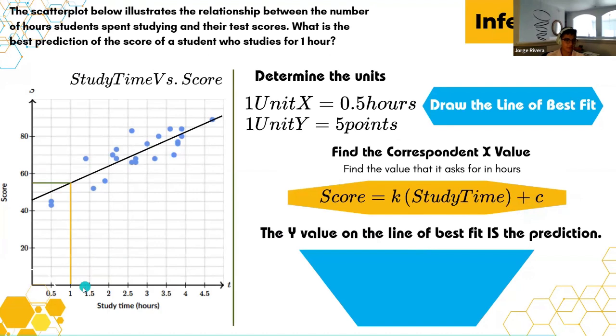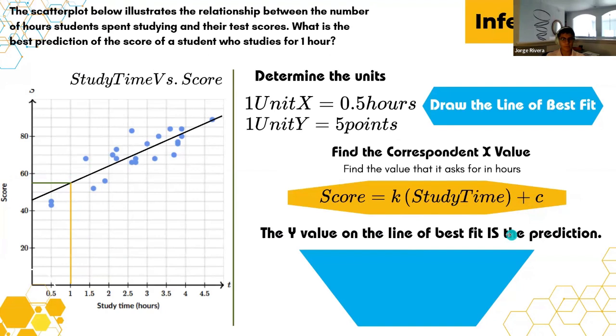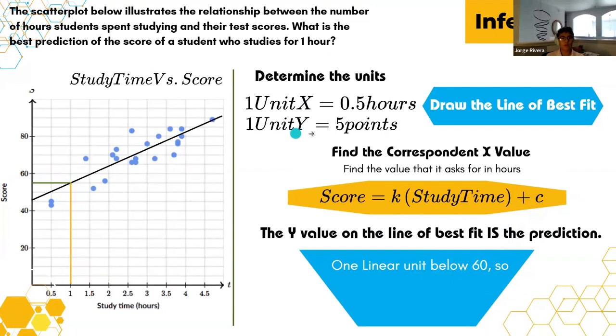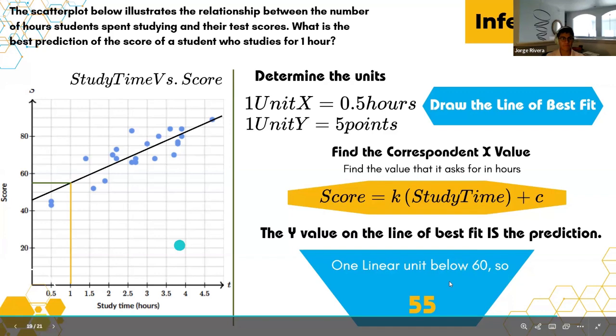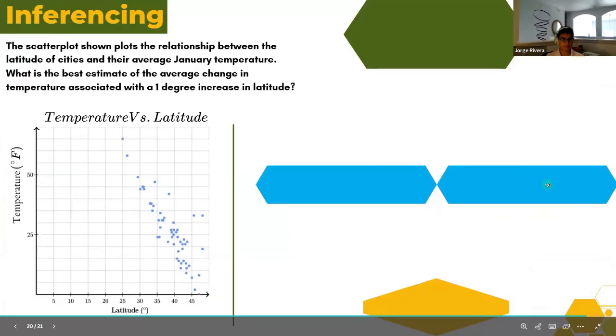So here we have the value of 1, and here we see that it also correlates with the y value over here. So 1 linear unit below 60, so 1 little box below 60, and we know that the unit of y is going to be 5 points, so it's basically just going to be 60 minus 5, which is going to be 55. So we can say here, using this graph, that the best prediction of a score of a student that studies for 1 hour is going to be 55 points on the test.